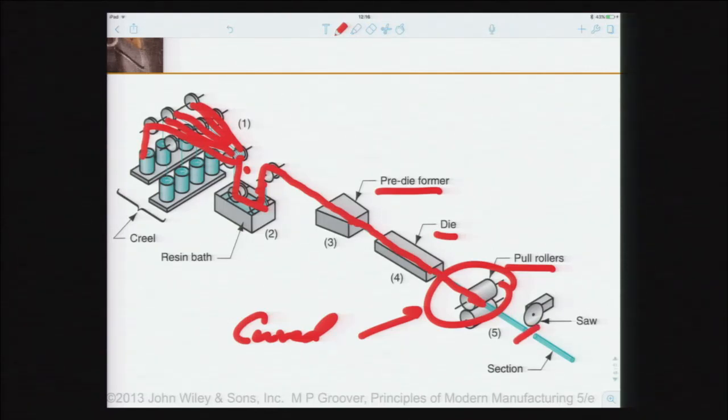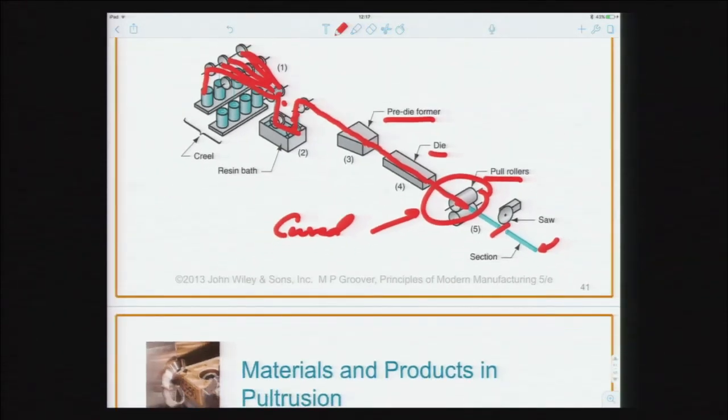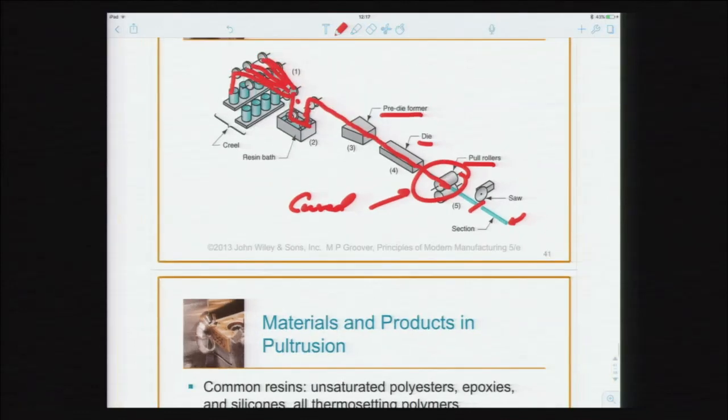Okay, so you can tell that the part from the pultrusion process has a constant cross-sectional shape. It has the same constant cross-section all along the length of the filament. Okay, and this is the pultrusion process. It is used to make fishing rods.